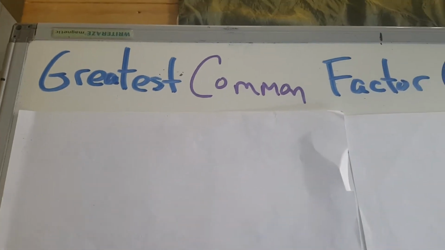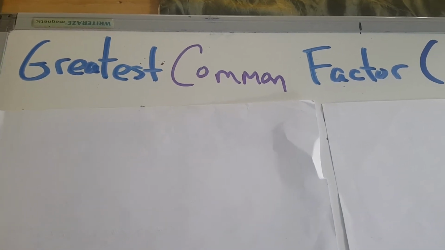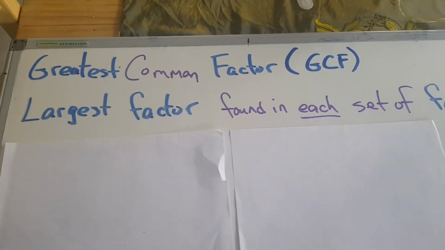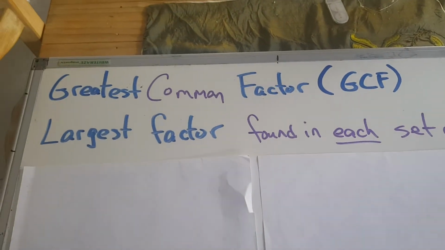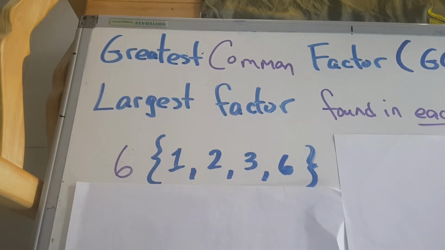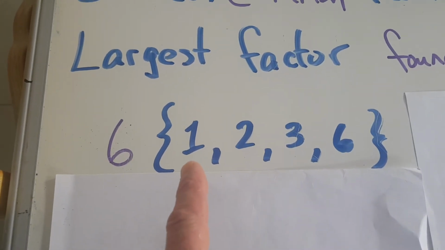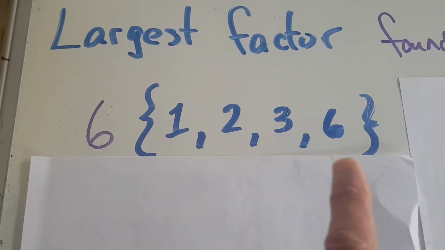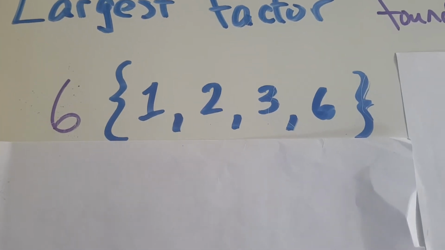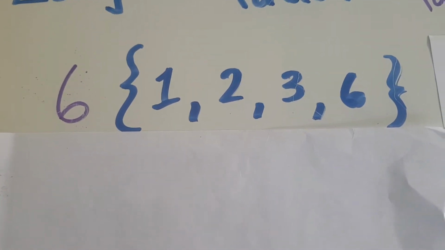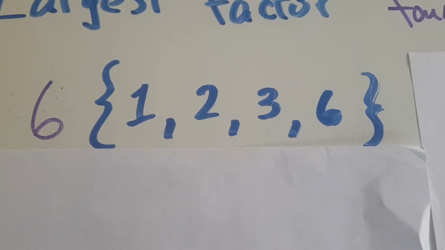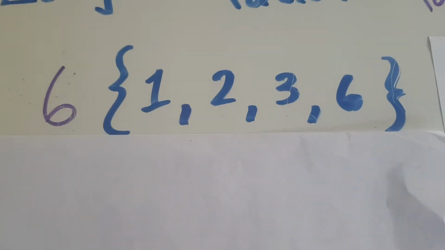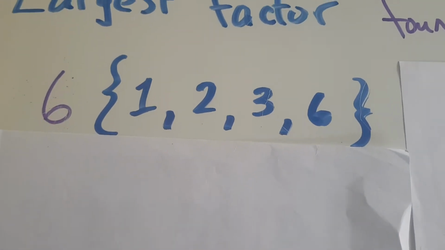Now, greatest means biggest. So the definition here, greatest common factor, we're going to be looking for the largest factor found in each set of factors. So let's have a look at the factors of 6. Now, the smallest factor of any whole number is always 1, and the largest factor is the number itself. So 1 and 6 are going to make up the bookends of the factors of 6. Now, a factor is a whole number that goes evenly into another number, and since 2 goes into 6 3 times, those are all the factors of 6.